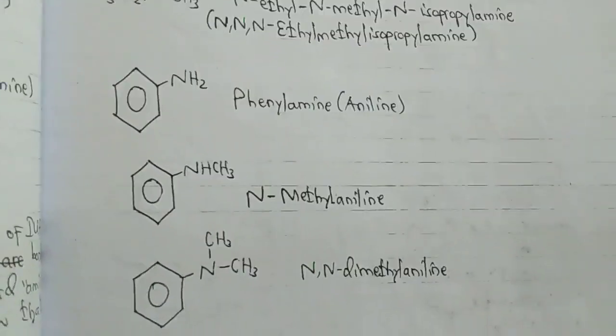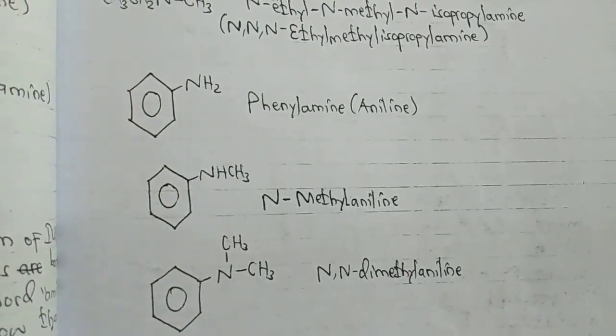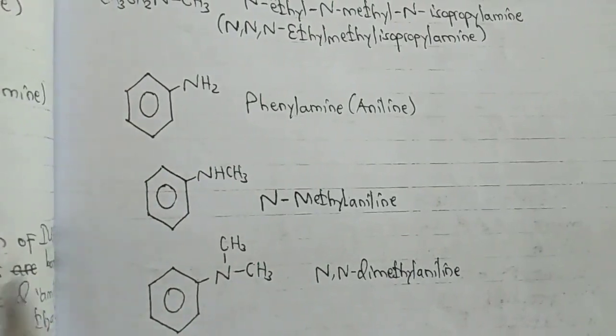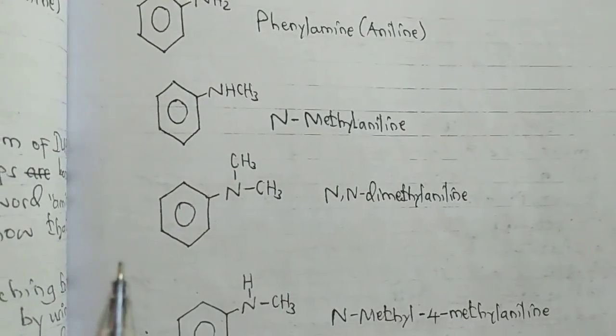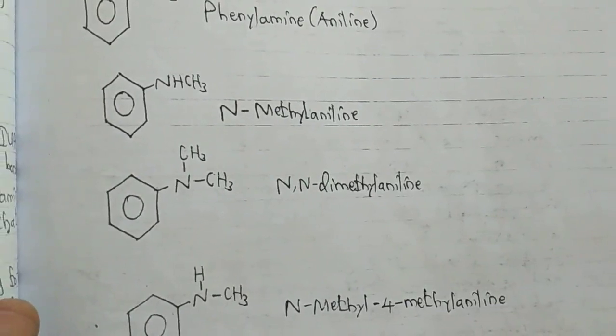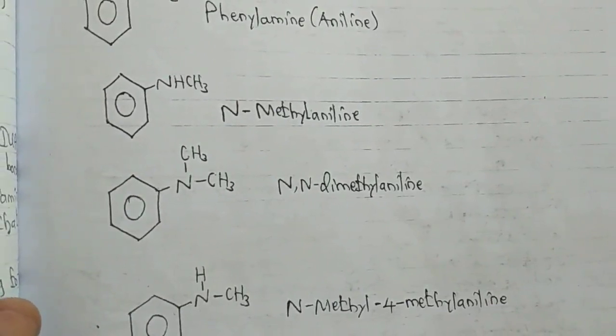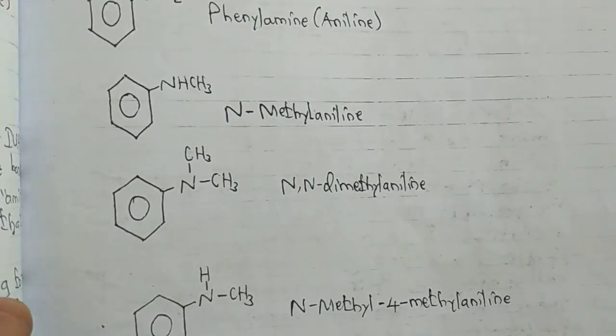Huyu hapa ni phenyl amine, au jina lingine linaitwa aniline, very easy. Toka hapo tuna methyl aniline, ambayo inakuwa ni methyl yule pale. Tuna N,N-dimethyl aniline, then tuna N-methyl halafu 4-methyl aniline. Maana yake hii tumeiweka kwenye benzene.